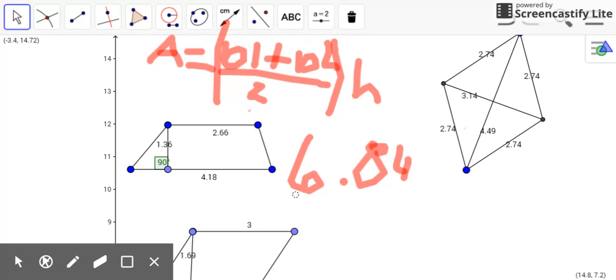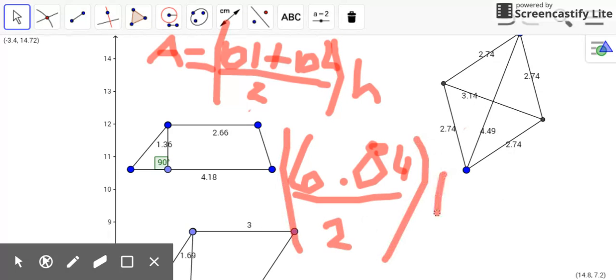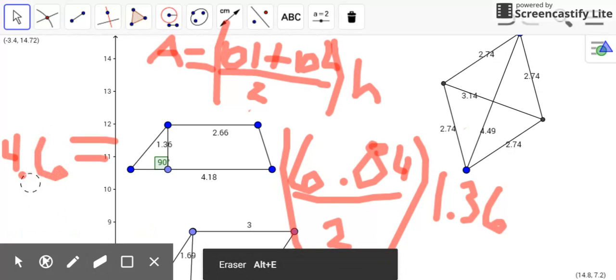You divide 6.84 by 2, and multiply it by 1.36, and that would give you 4.6. So this is 4.6 centimeters. That's how you find the area of a trapezoid.